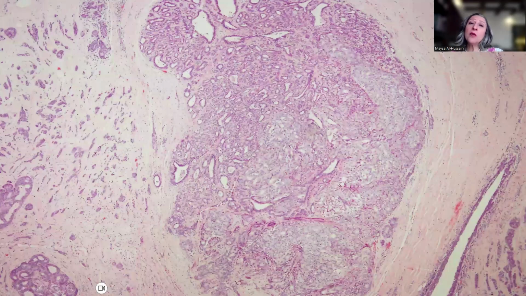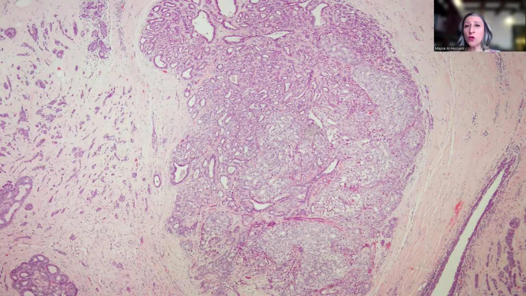What was really very peculiar about this case is that at one focus, half of the lesion was actually sclerosing adenosis, and half of it was involved by the ductal carcinoma in situ. And then we have the invasive component just outside the confines of the mixed sclerosing adenosis that is involved by ductal carcinoma in situ.